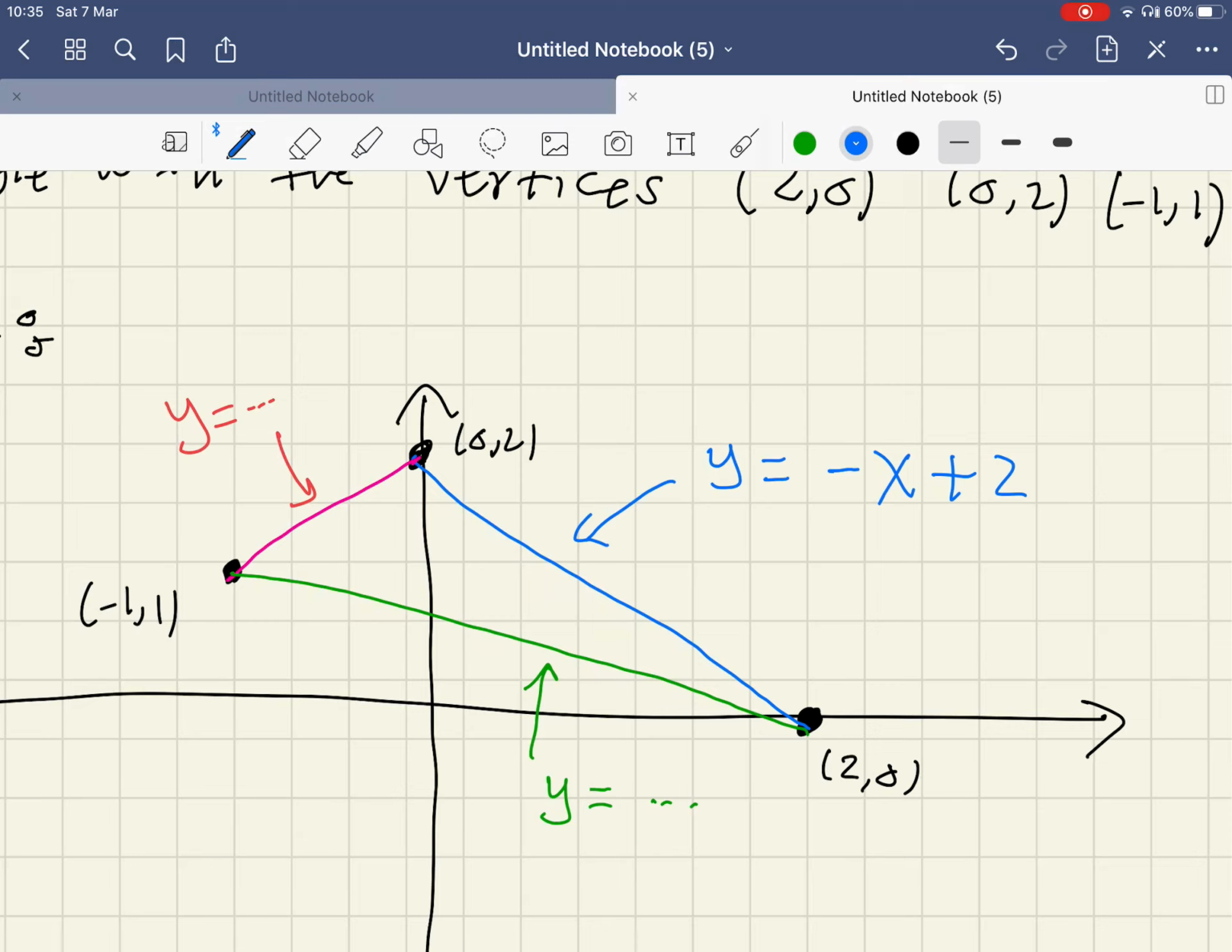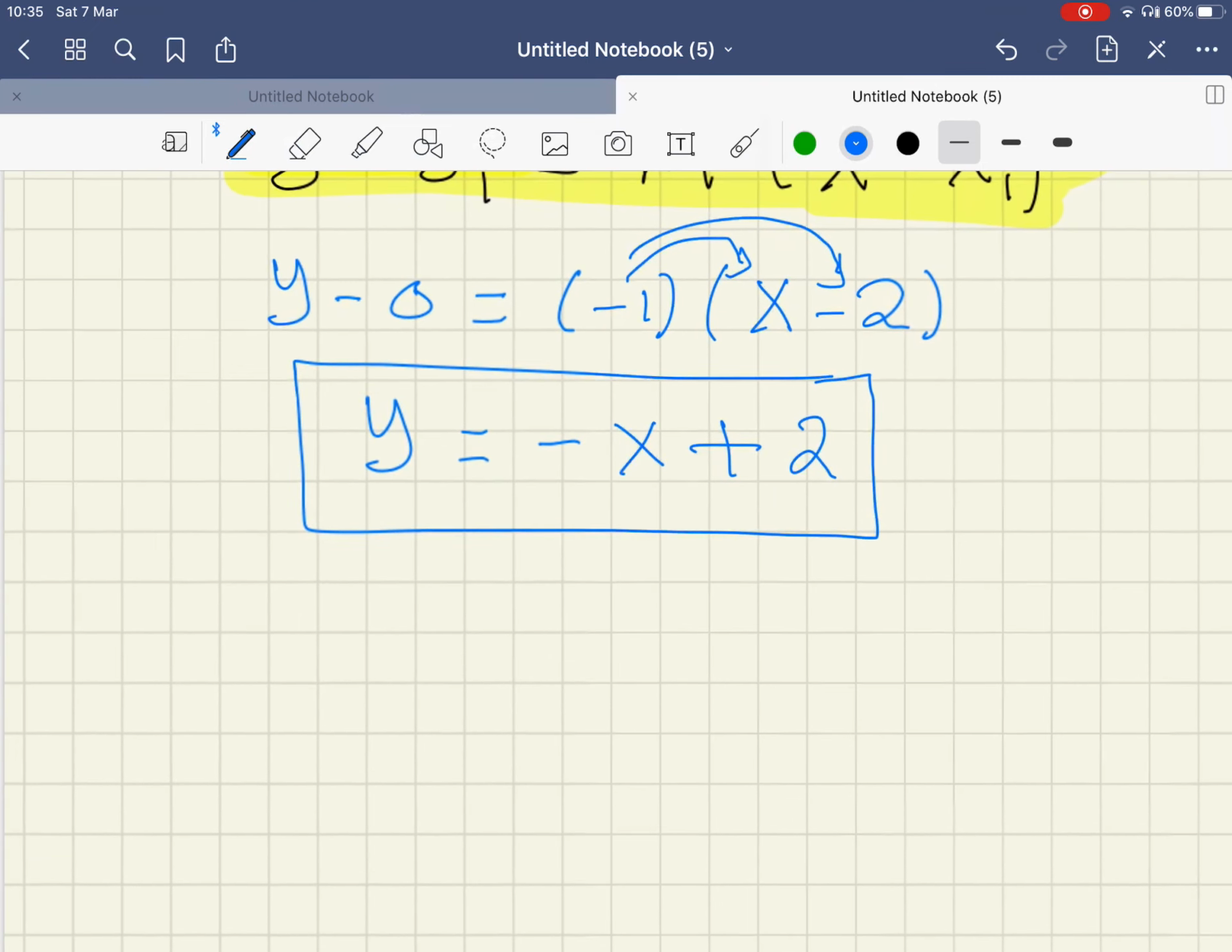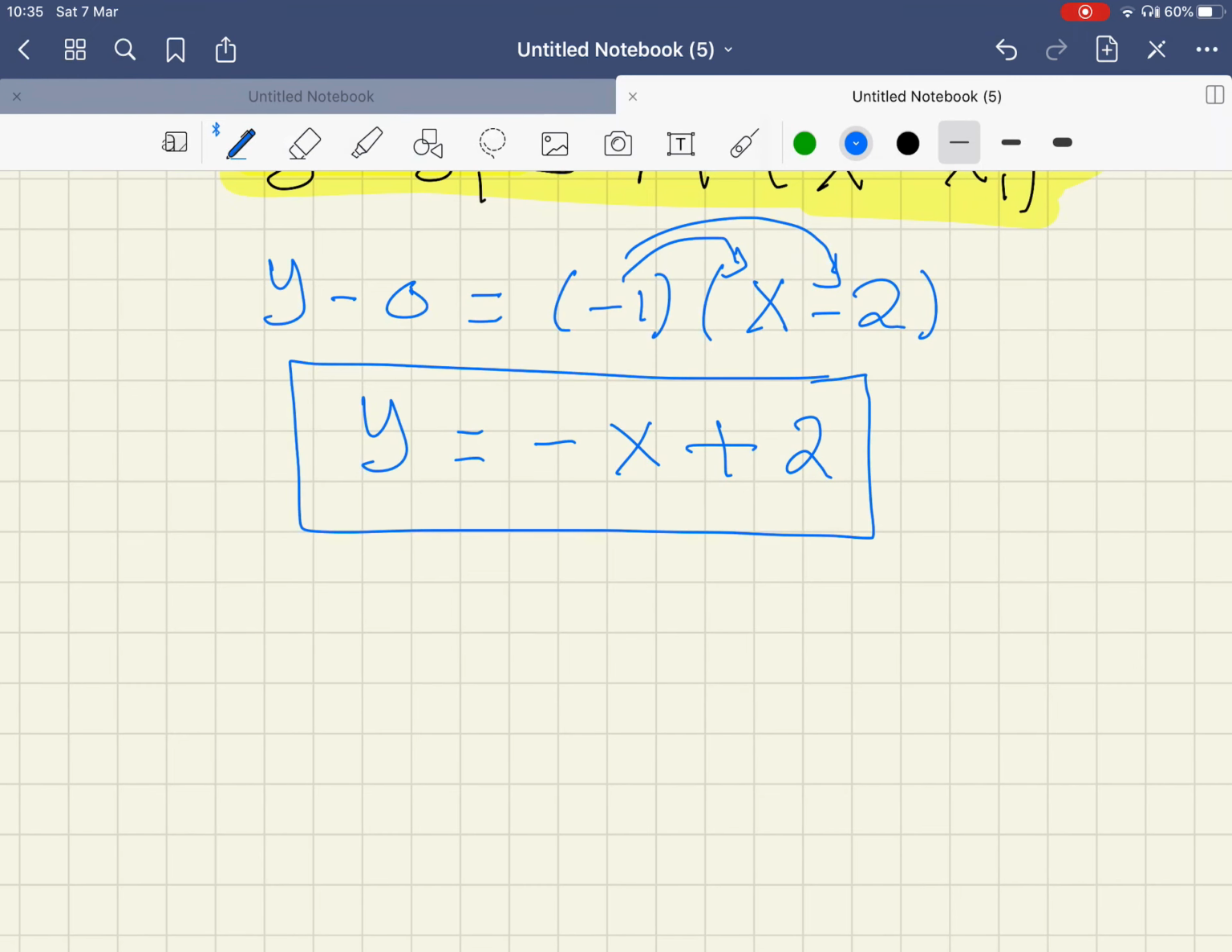We need to do the same thing for the green, and we also need to do the same thing for the pink. Let's go back and find it for the green. I'll just do it very quickly here.